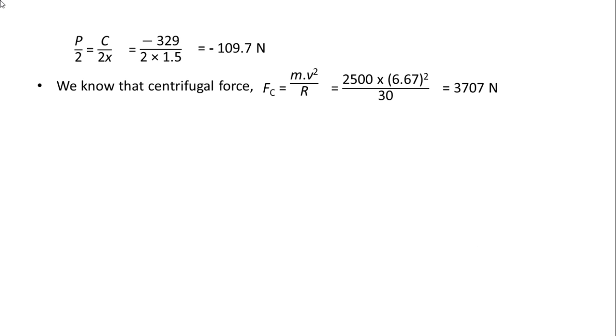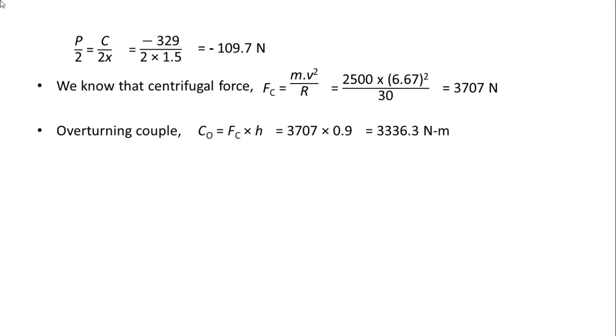With a minus sign, keep it as it is. Centrifugal force: find the centrifugal force, m omega square r, that is m v square by r. The force value is 3707 Newton. So overturning couple is force into the distance of the center of gravity from the floor, h. In this case it is somewhere around 0.6 meter, I believe, right? Fc into h, 0.9 meter. 3707 into 0.9 is 3363.3.